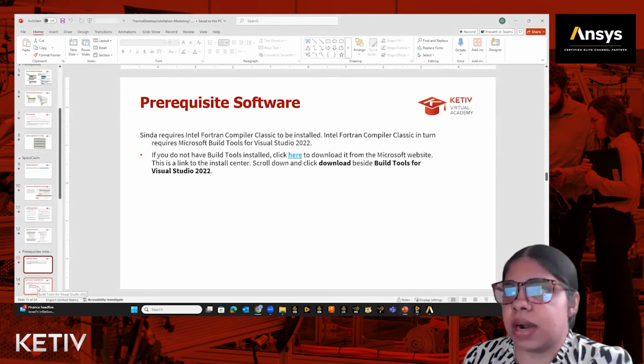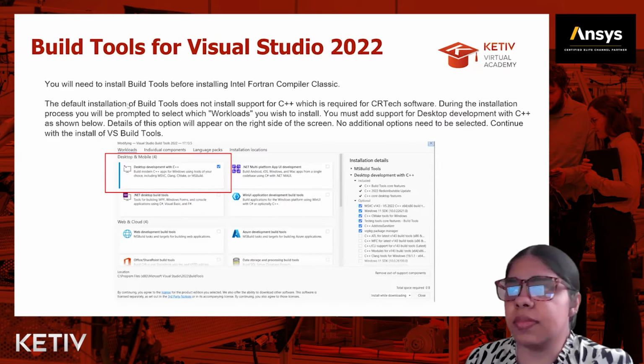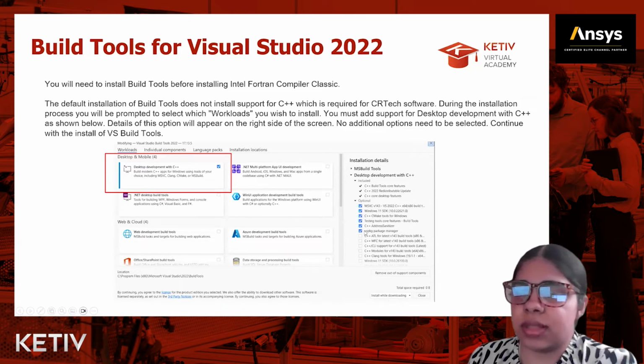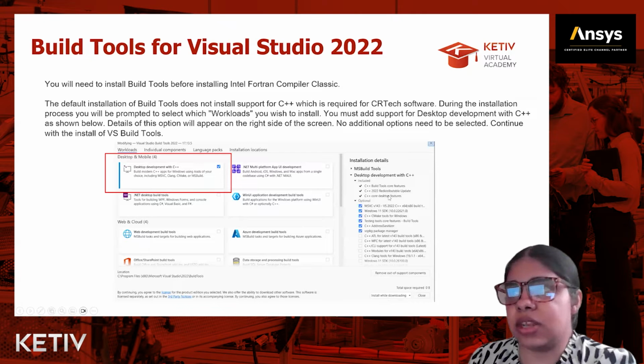Couple of things to keep in mind when you are installing the build tools for Visual Studio is that the default installation does not have this desktop development with C++ selected. You need to click on this, which will be indicated by this blue strip on the left. And then you also need to make sure that these options or checkboxes are marked before you hit install. You don't need to make any other changes or select any other options. Just continue with the process as indicated, and your build tools for Visual Studio 2022 should be completed.